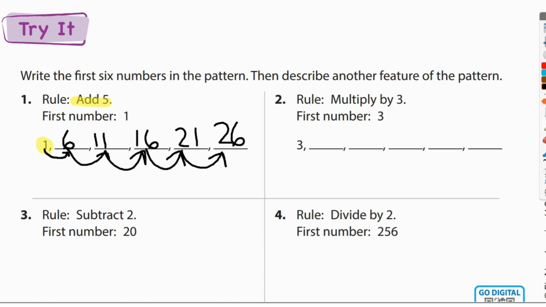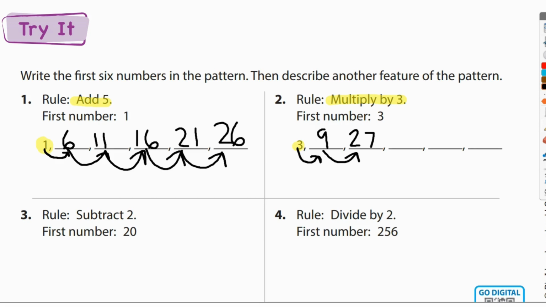Question 2 says, let's highlight, multiply by 3. What's my starter? My starter is 3. All right, so now I'm going to go ahead and start my pattern. Starting with 3, I'm going to multiply 3 times 3. 3 times 3 is 9. 9 times 3, 27.